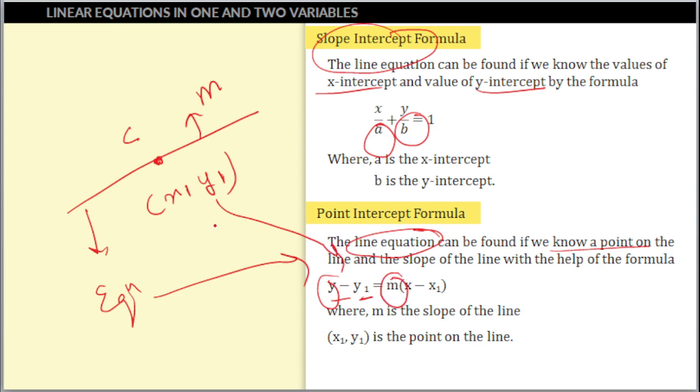M is the slope of the graph. X stays like this because we have to find the equation, and in an equation x and y are the variables. So x1 would be this value. Using this formula we can find the equation of the line.